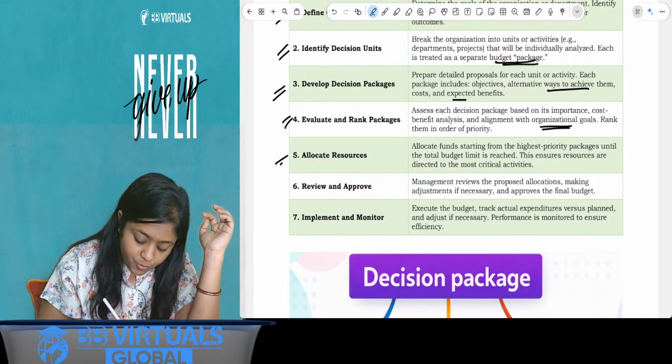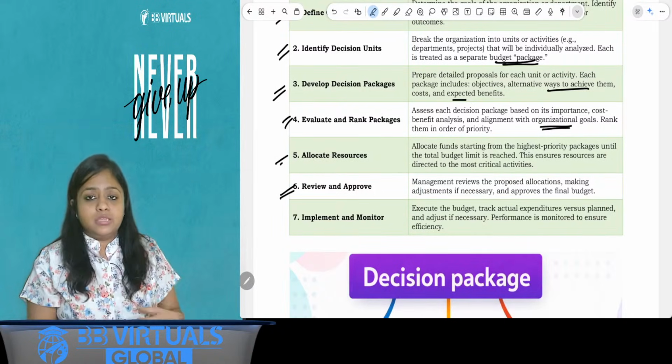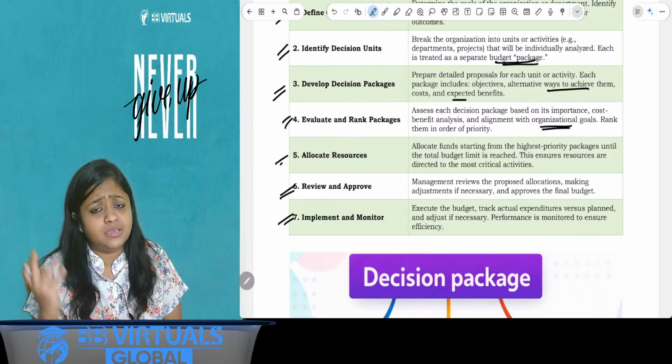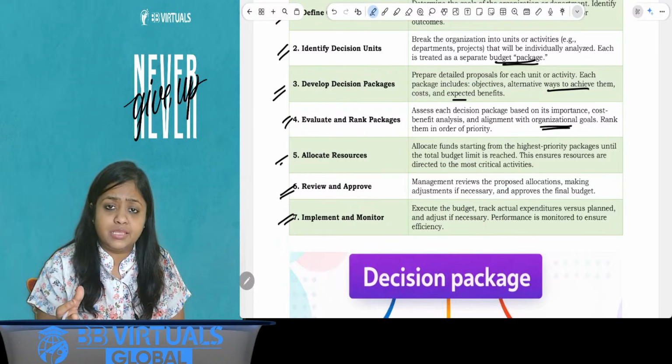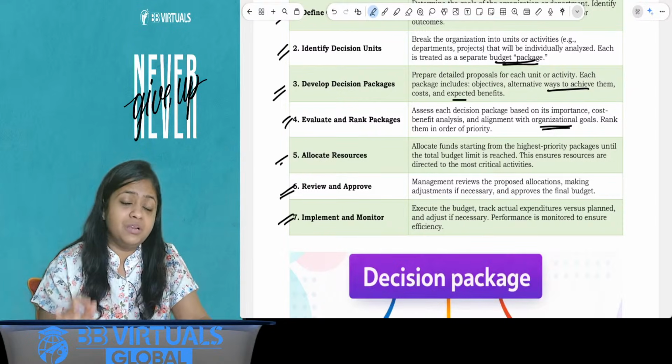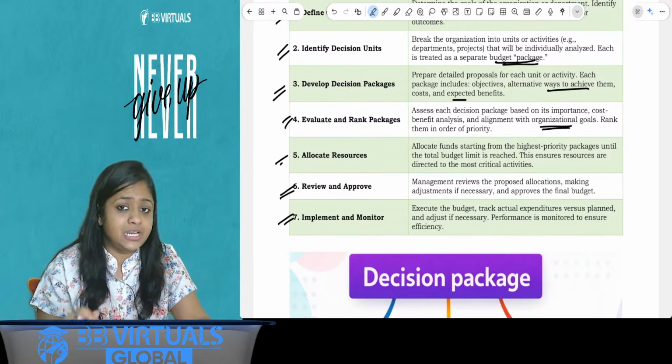Next is review and approve. Once we have made the allocations, then approval of the budget is needed. Finally, you implement the budget, then you do the same thing: monitor the performance, compare it with the actuals, and see what the variances are. So the steps remain the same, but the budget preparation is now by the ZBB approach.